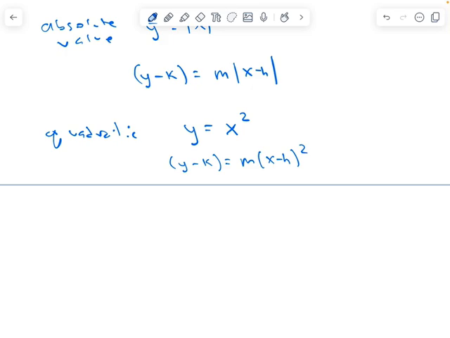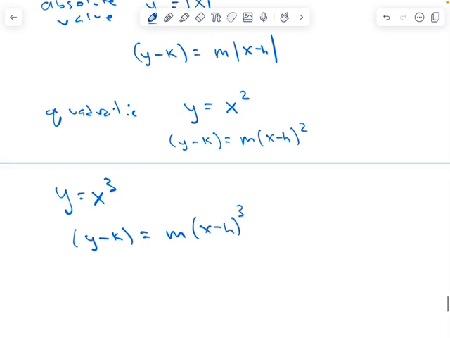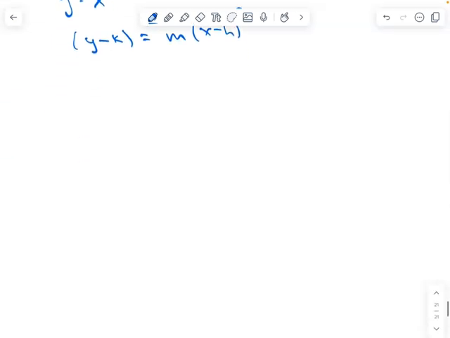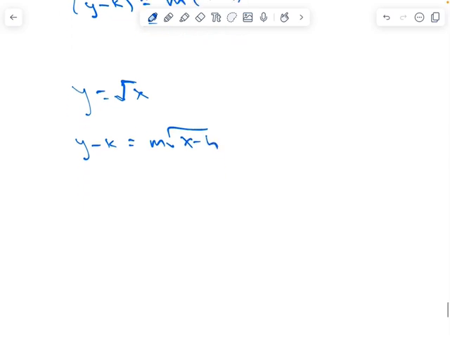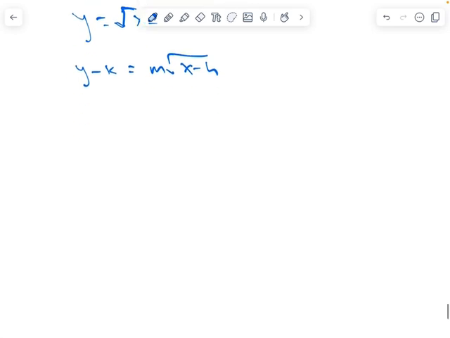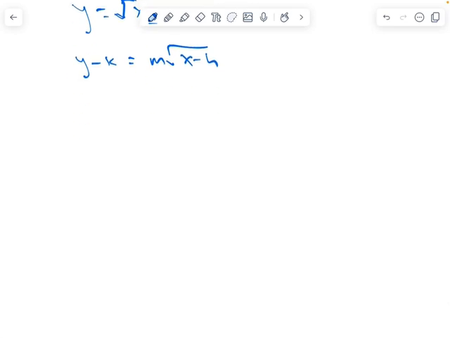Let's go and add another one. Cubic is y equals x cubed. And again, you replace the y with y minus k. We've got an m, x minus h. I'm trying to think if there's anything that's tricky. y equals the square root of x, same kind of thing. y minus k equals m, square root of x minus h. That's square roots.